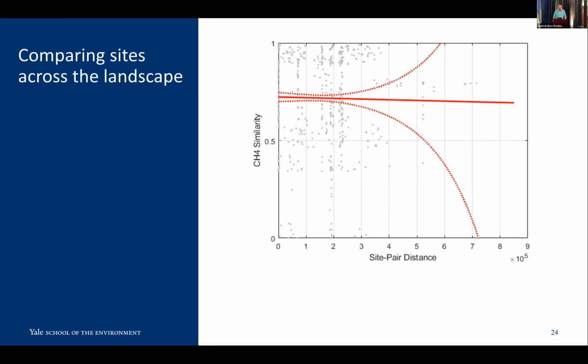I don't know exactly how to handle that right now, other than a plea back out to the community that let's keep working on methane. But there doesn't seem to be a relationship across space with methane.